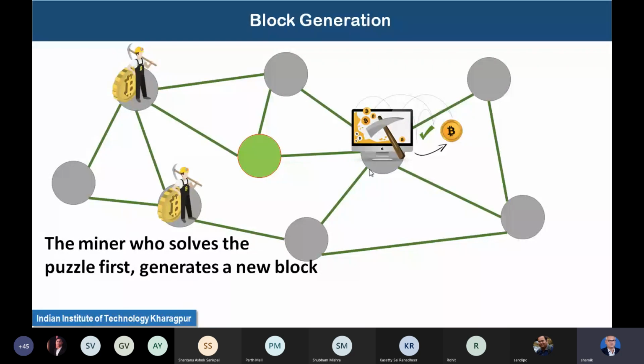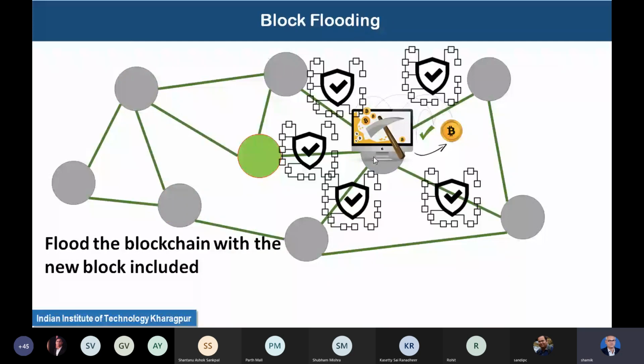Now the miner who finally solved the puzzle generates a new block. So he was, for example, the first one to create the block, and then it will be flooded, just like the transactions were being flooded. It will be flooded to its peers, and it will also go to Alice, possibly, who first carried out that transaction and which got included in this block. So Alice would know that her payment got included in the block.